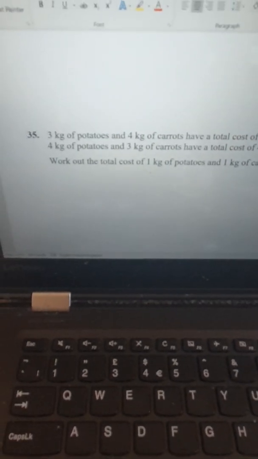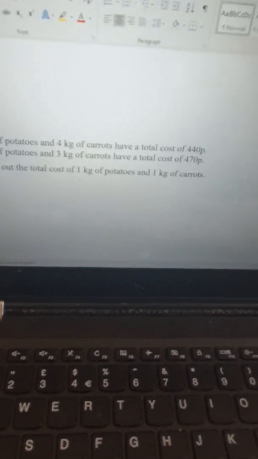When we get down to here is when we start getting into our simultaneous equations. So what I'm going to do is make a whole separate video for the simultaneous equations, okay?